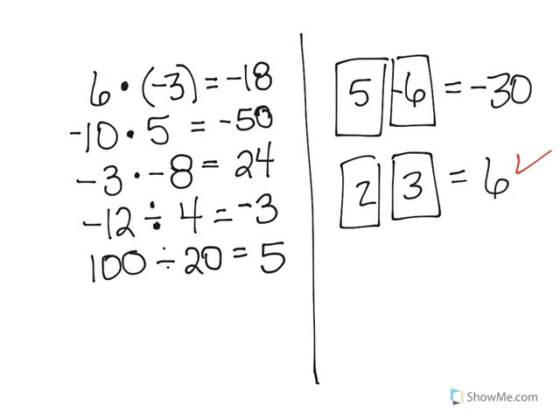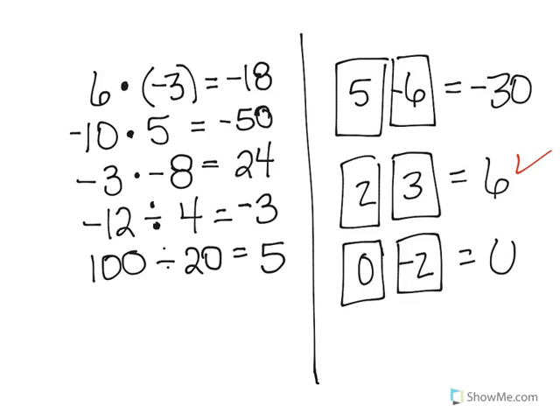Okay. Let's see. What if you get a 0 card and then you get a negative 2? Can you tell me what answer you have for that? 0. That's right, because 0 times any number is always 0, and there's no such thing as negative 0. This is the only number that doesn't have an opposite, because it is the center of the number line.